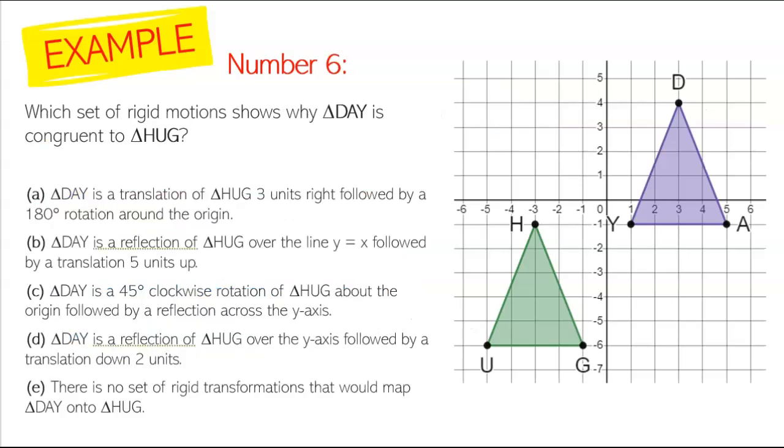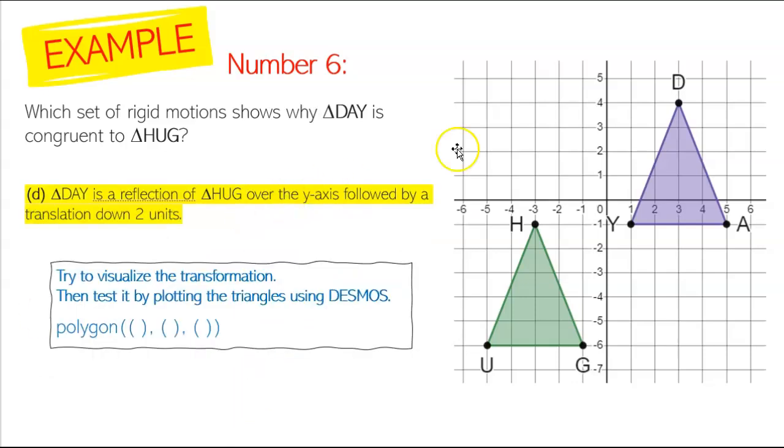So number 6, which set of rigid motions shows why triangle DAY is congruent to HUG? So we want to look at these 2 triangles, purple and green. I will call them DAY. You can see we're going to go from this purple one to the green one, and how do we get there? So you're going to look at what is happening throughout these. There's going to be 2 things that are happening to the triangle, and I'm just going to bring the answer up right now. So DAY is a reflection of HUG.